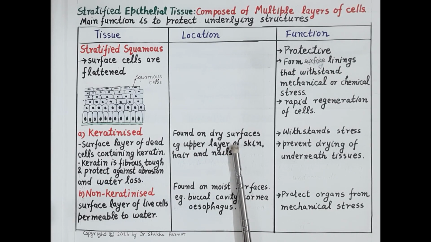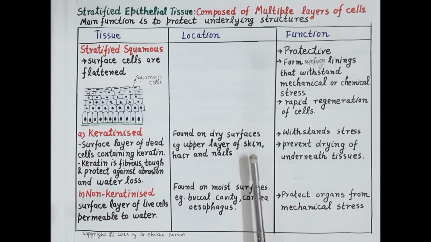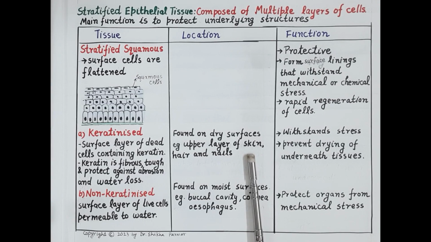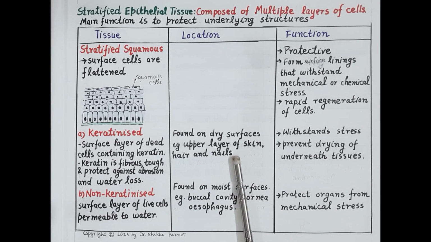It forms the upper layer of the skin, hair, and nails. It withstands or bears all types of mechanical and chemical stress, and thereby it protects the tissues which are present below, let's say, below the skin. Now, in addition to this, this tissue is impermeable to water. That means water can neither go inside or come outside this membrane. So, it prevents the drying of all underneath tissues.